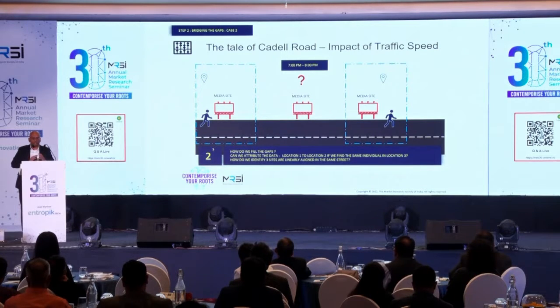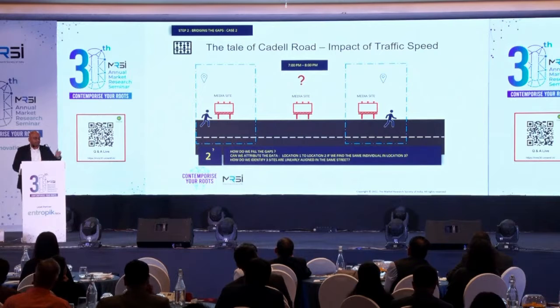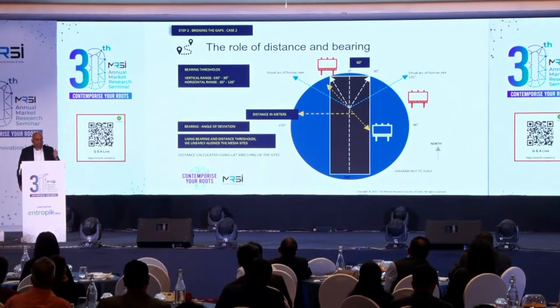When I'm saying linear alignment of sites, I need to understand whether the sites are there in one single straight road, in the same road actually. And the second one, the sequencing of sites, is which site comes first, which site comes second and which site comes third. So the sequencing is really important. That is where we applied the distance and bearing process.